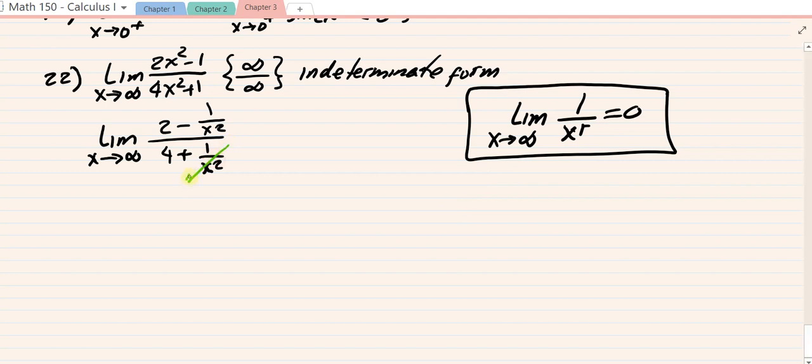Consequently, I can say that limit is 0. That limit is 0. So what are we going to end up with? We're going to end up with 2 over 4, or 1/2, the limit of a constant. As x goes to infinity, the limit of 2 is 2, the limit of 4 is 4, and the result is 1/2. And there we have that limit for number 22.